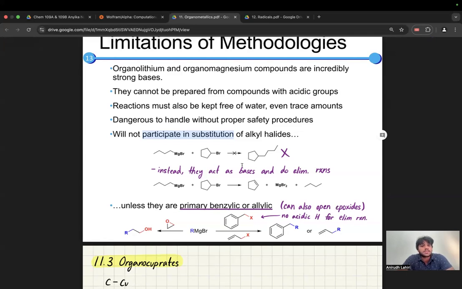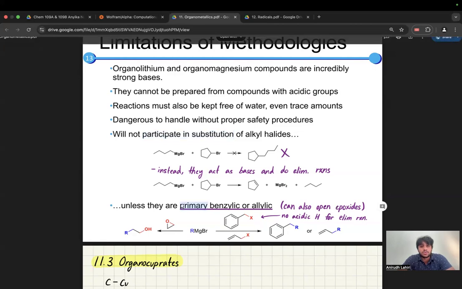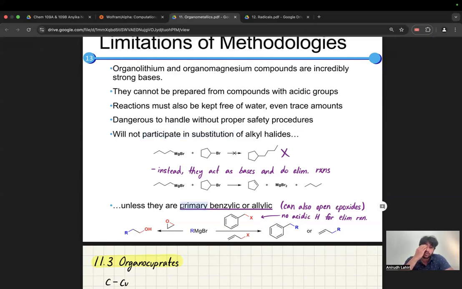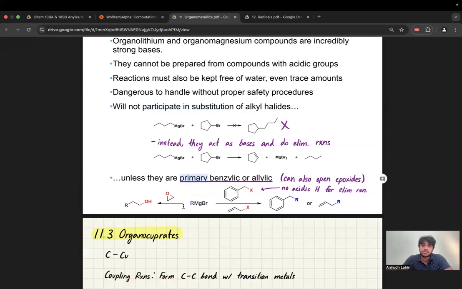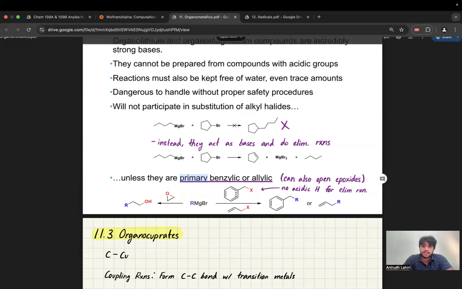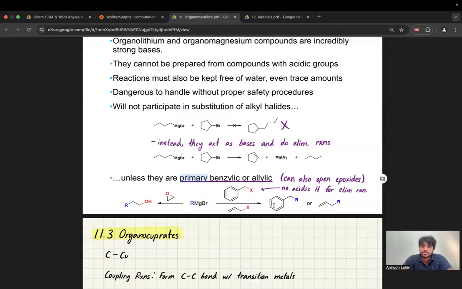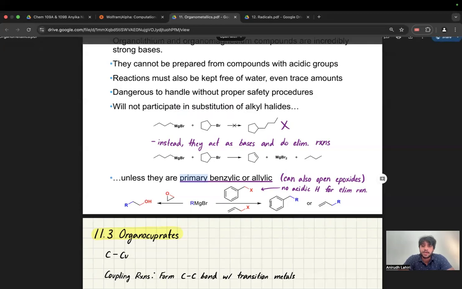The only caveat to this is aromatics. So again, resonance is always the caveat, it's always the exception. If they're primary, benzylic or allylic, then we can get reactions of alkyl halides. That's just because we can't do an elimination, since the elimination is to make a double bond or to make a benzene, and that's already happened. We can't do that, so we will get the products that we would generally expect.